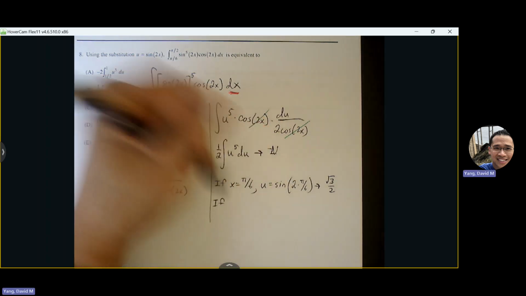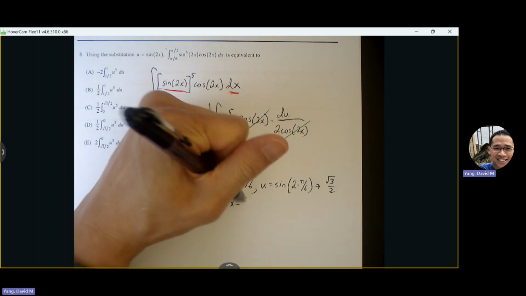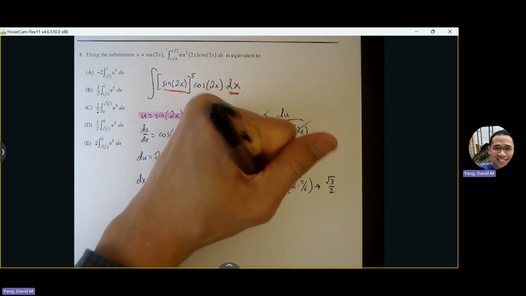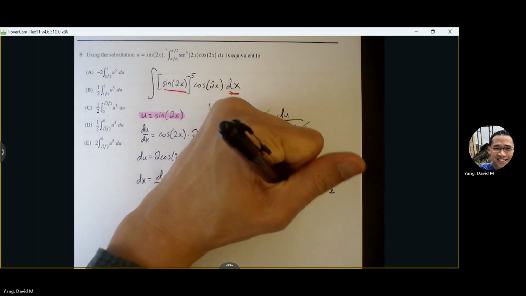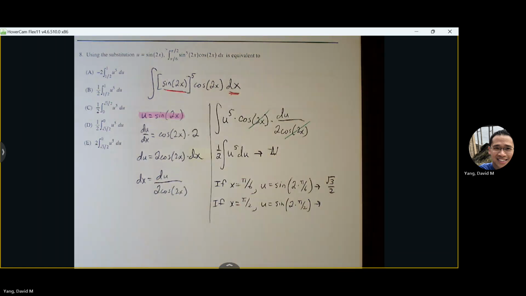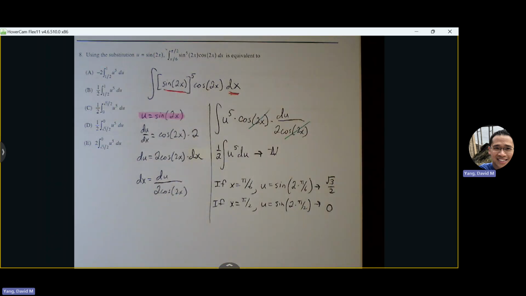And then our old upper bound was x equals pi over 2. We push it through our conversion. And the 2's cancel out. We get sine of pi. Sine of pi is going to be 0. So we're going to go from root 3 over 2 to 0.